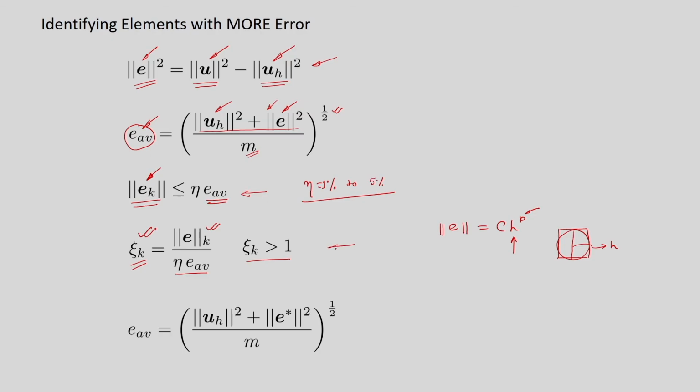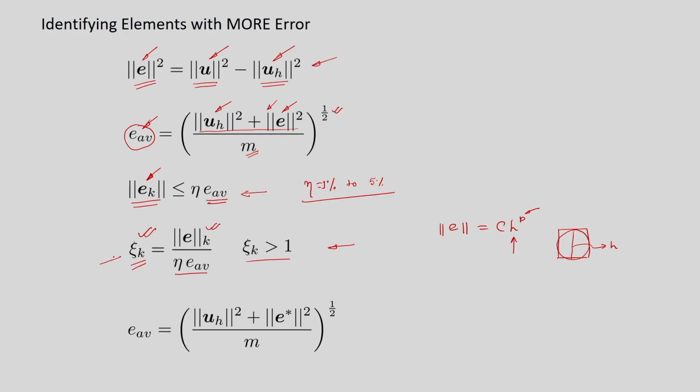So, once we identify the kth element, we can do it for all other elements. In the mesh we can visit each of the elements, compare the energy norm error of that particular element with the average energy norm, and we can say whether that element has to be refined subsequently or not. Alright. So, in that sense this xi k is actually helping us in identifying those elements.